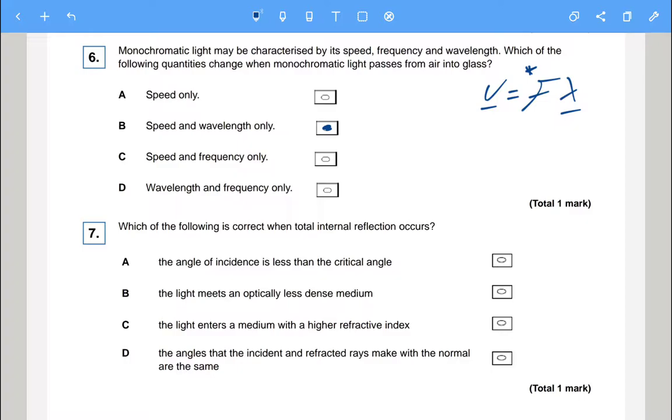So number 7, which of the following is correct when total internal reflection occurs? Light meets an optically less dense medium. So that's what we talked about on previous questions. So sine theta c will equal n2 over m1. So n2 must be less than m1 for that equation to be valid, both mathematically and physically. So the light meets an optically less dense medium is definitely correct. Let's look at number 8.